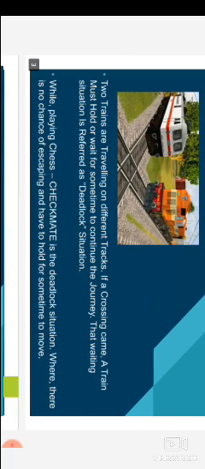A real-time example of deadlock: two trains are traveling on different tracks. If a crossing comes, a train must hold and wait for some time to continue the journey. That waiting situation is referred to as a deadlock situation. While playing chess, checkmate is a deadlock situation where there is no chance of escaping and you have to hold for some time to move.